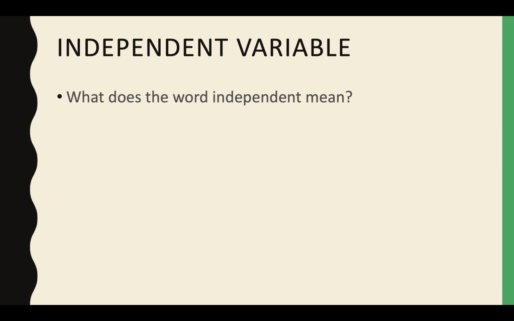Now, let's talk about the independent variable first. What does the word independent mean? Well, someone or something that is independent is on their own. Usually it's only one, correct? Similarly, the definition for an independent variable is what you change. And remember, there can only be one because the word independent means to be on its own.